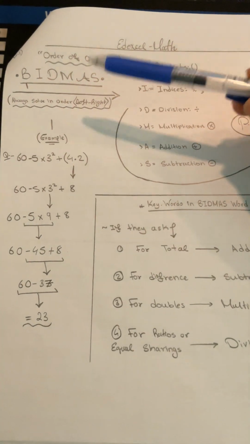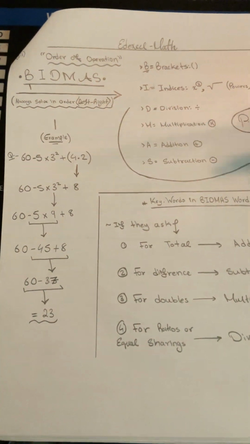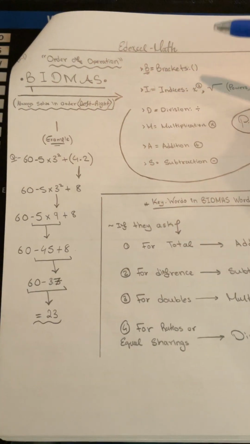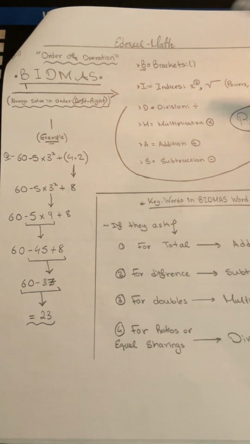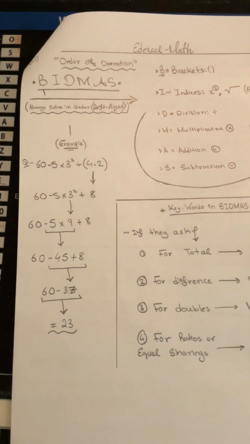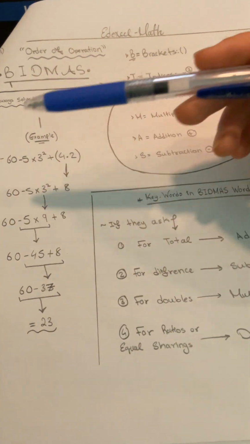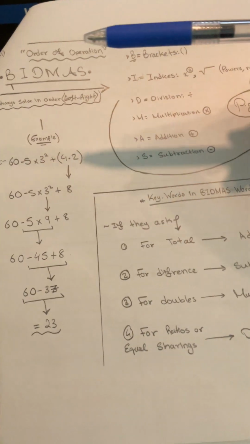For order of operation, we use this mnemonic known as BIDMAS. Okay, we always start with the brackets, then indices, then division, then multiplication, then addition, then subtraction, okay? For example, 60 minus 5 times 3 to the power of 2 plus 4 times 2, okay?